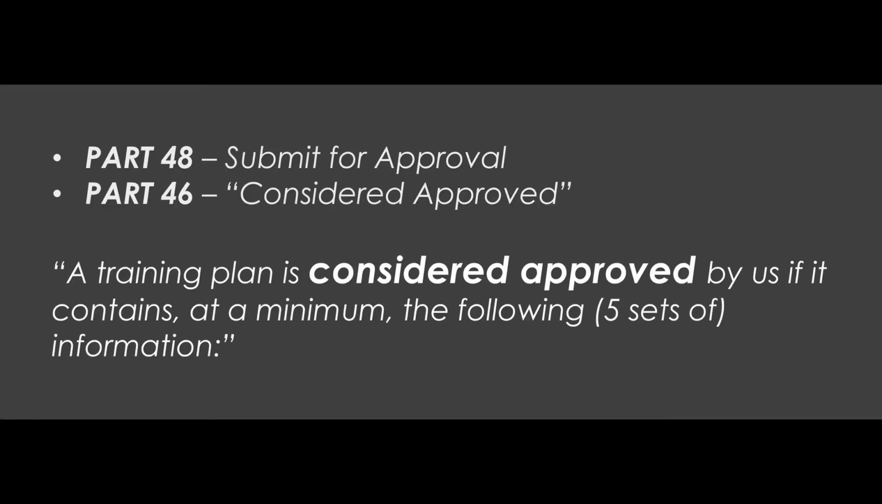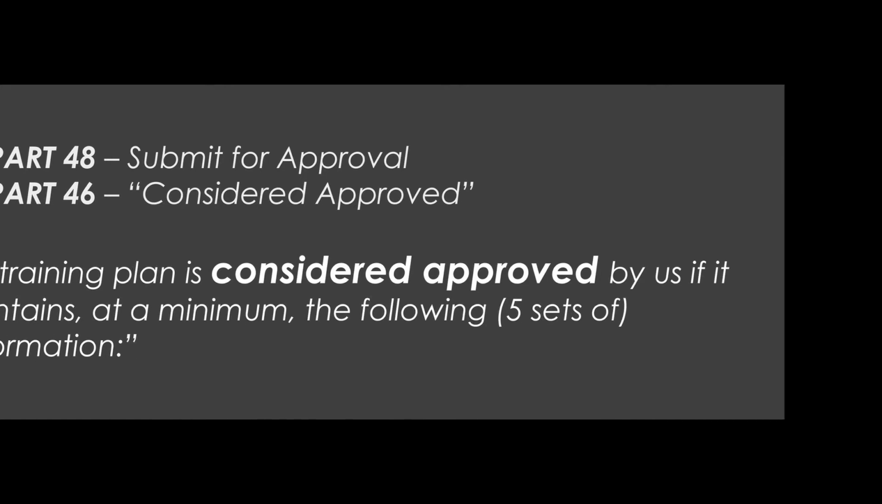Number 2, approval. For Part 48, you may be aware that you have to formally submit your training plan document for MSHA to approve. That's not the case for Part 46. Part 46 uses terms like considered approved. And MSHA specifies that a training plan is considered approved by us if it contains at a minimum the following 5 sets of information. And we're actually going to go through each of those 5 pieces of information in detail in just a moment.